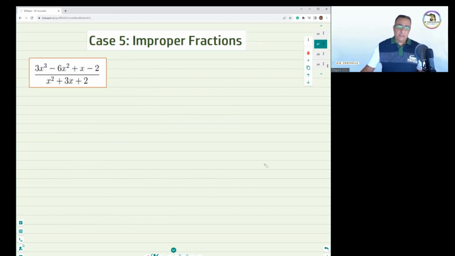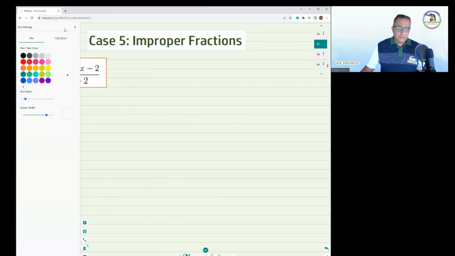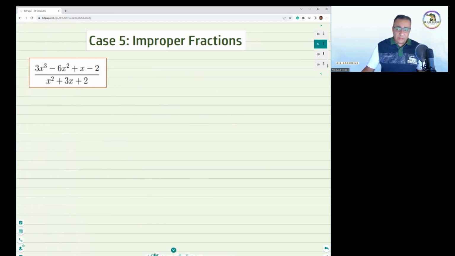Okay, next one, case 5, improper fractions. So what do we mean by improper fractions? The improper fractions are where the degree of the numerator is higher than the degree of the denominator. In this case, you cannot do partial fractions decomposition. Partial fraction decomposition only applies if the degree of the numerator is less than or equal to the degree of the denominator. In this case, the only way here is long division.